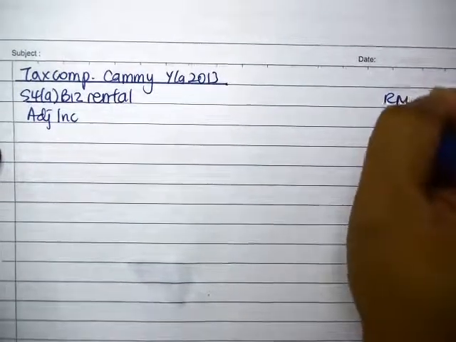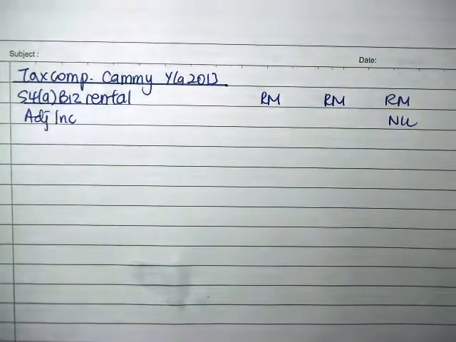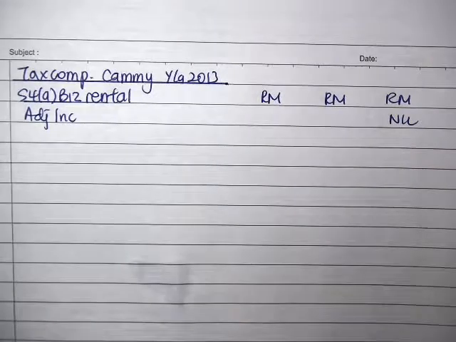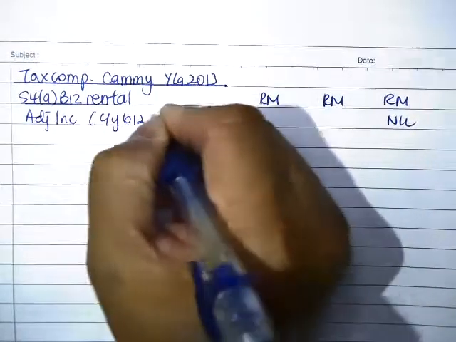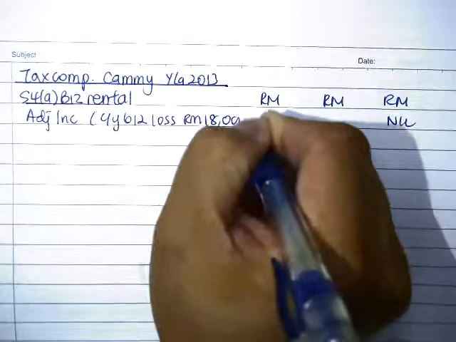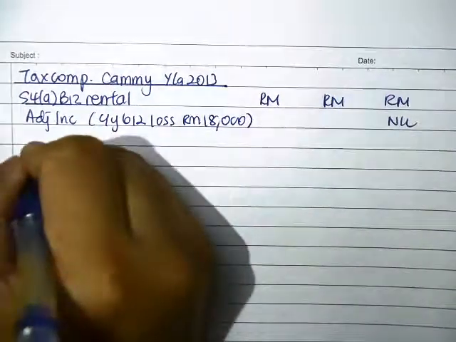Okay, which income are you going to start first? 4A. Got 4A or not? Alright. Which is the business rental. How much is that? Adjusted income. Nil. Am I right? Correct? They mentioned to you that this is an adjusted loss from the shop lot. So the current year business loss is 18. Okay, 4A done already. Now we move to 4B.